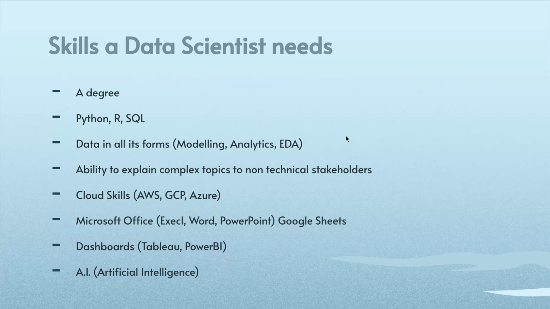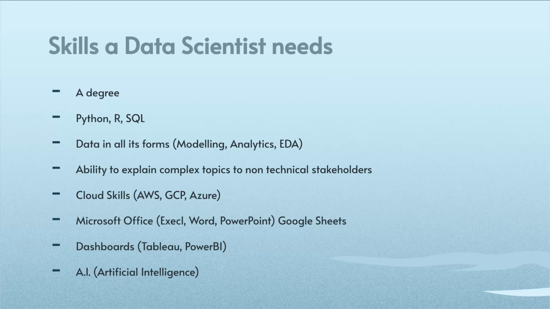Some skills we need to have as a data scientist. Now, this is just my opinion, but I also did some research online from a couple of the job postings, and these are a couple of the things that show up multiple times in the job postings. If you want to get into the data science field, you will need a degree. You will need some skills in Python, R, and SQL. You will need to understand data in all its forms, so modeling, analytics, and EDA. You need to also have the ability to explain complex topics to non-technical stakeholders.